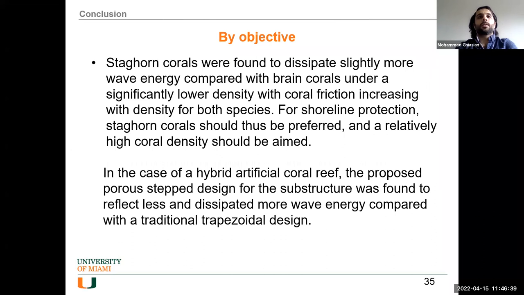Then the staghorn coral species were found to have more surface roughness and also more friction effects in terms of wave energy dissipation. And also the coral cover was playing another important role for dissipating wave energy. The more cover that we had, the more wave energy dissipation was observed. And introducing a porous step reef design into the design of the reef structure was shown to have a better performance in terms of wave energy dissipation and wave height reduction.